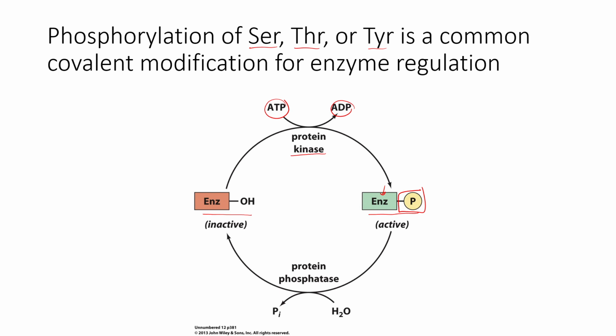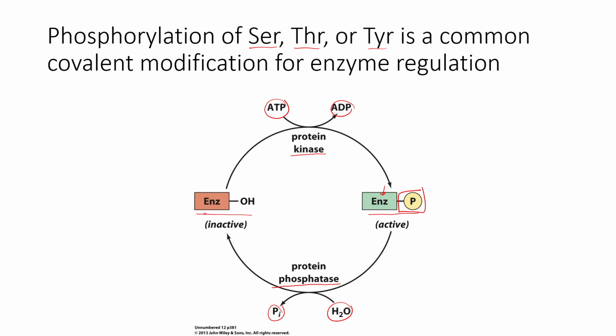When the enzyme is in this green active form, when it's phosphorylated, eventually the cell might want to inactivate that enzyme again, when that enzyme no longer needs to be carrying out the reaction that it performs. And so to do this, the cell has other enzymes that help to remove phosphate groups. And these enzymes are called phosphatase enzymes. So a protein phosphatase enzyme uses hydrolysis, uses water to help cut off that phosphate group from the enzyme, ultimately helping it to return to this inactive form, this red form.